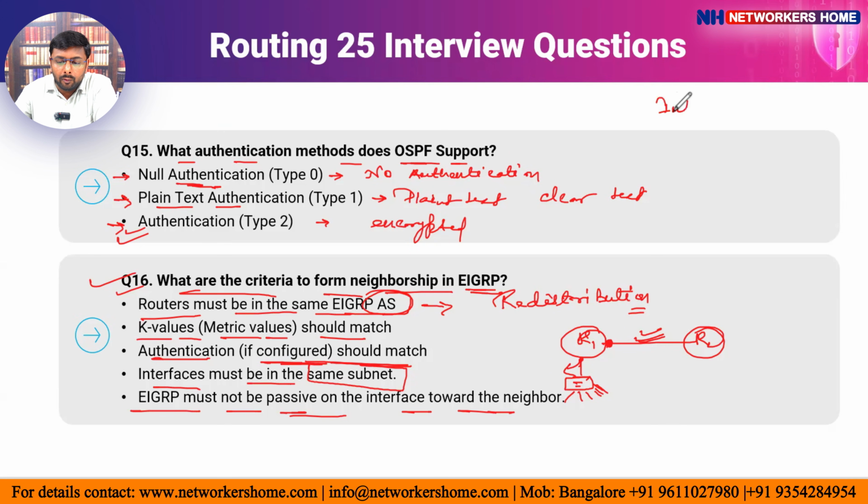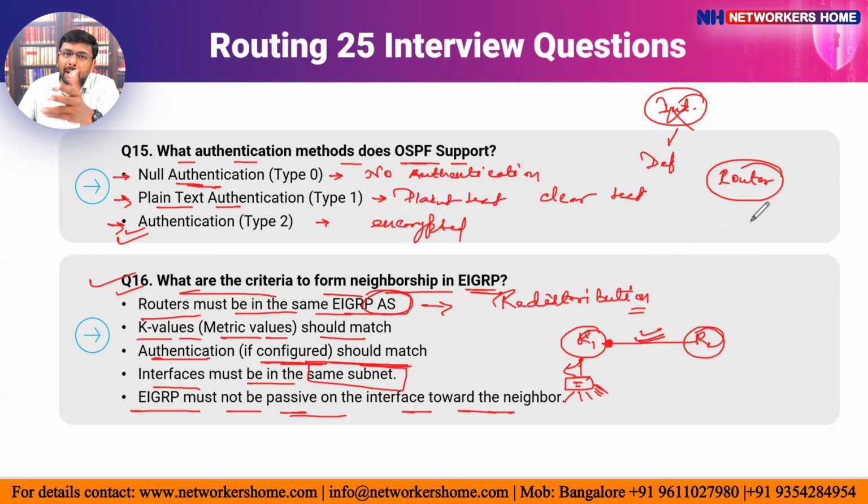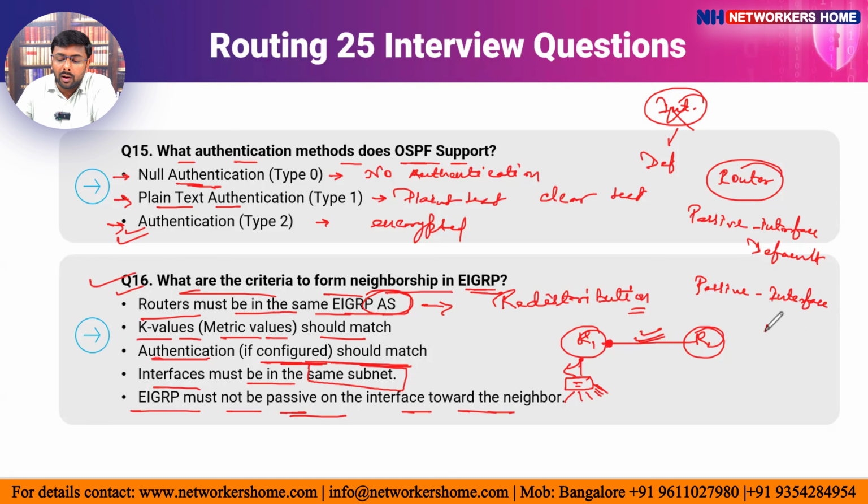One interface can be made passive in two ways. First, by default: on one device, let's say a router, there may be multiple interfaces, and I want to make all the interfaces passive. Then I can go with the command passive-interface default. Now if I want only a single interface on this router to be passive, then I will use the command passive-interface followed by that particular interface number.